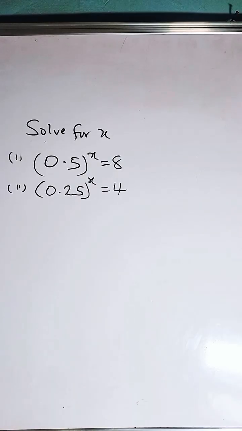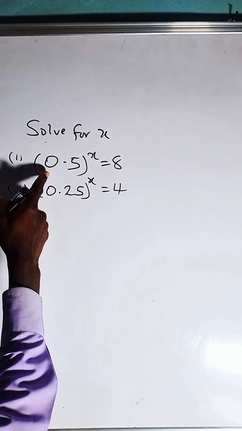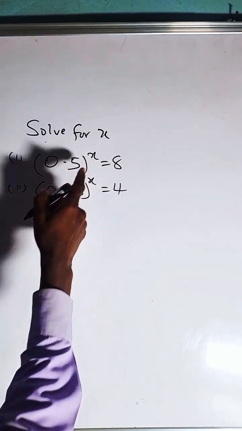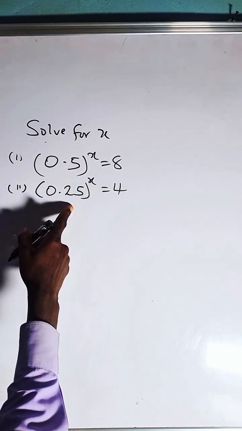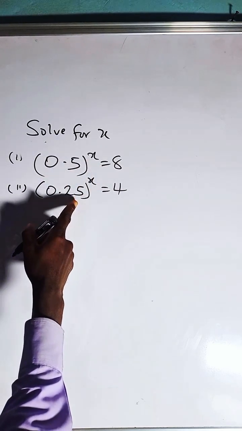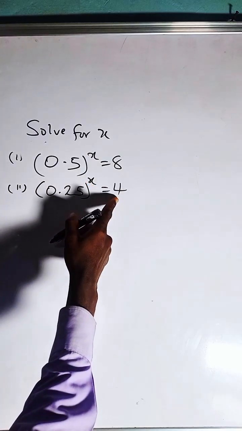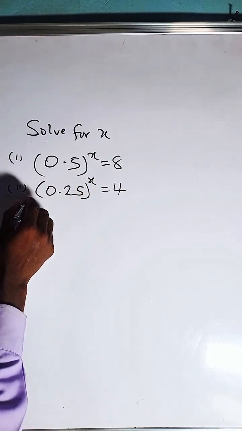The question says solve for x in this equation. The first one is 0.5 to the power x equals 8, and the second is 0.25 to the power x equals 4. So how do we go about the solution?